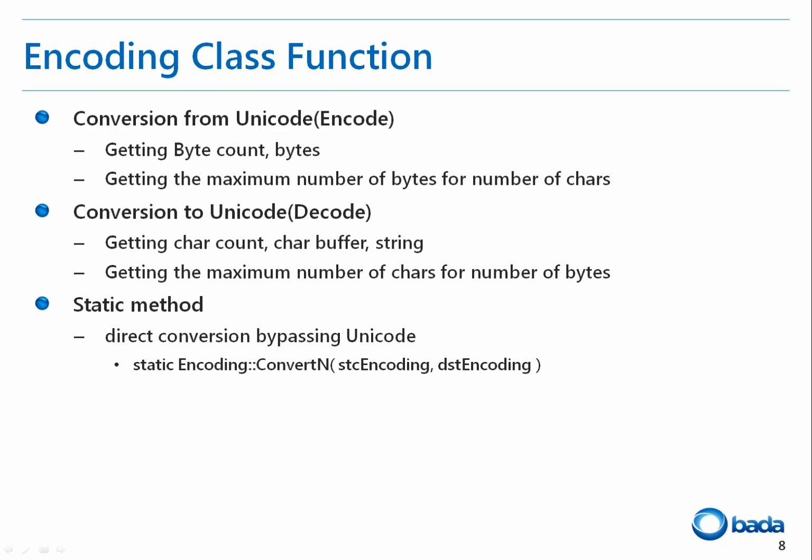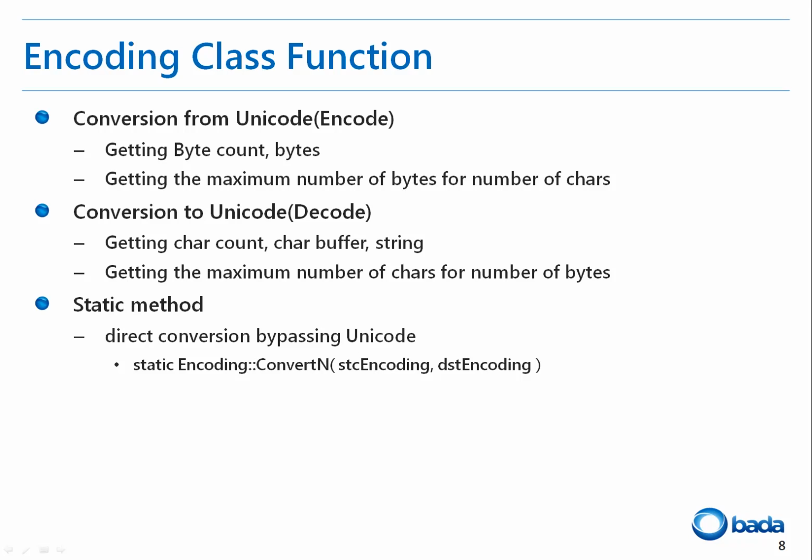Now, let's see how we can create an encoded character string from a Unicode string. The encoding class provides functions to get the number of bytes the encoded string will contain and then to encode the string. You can also query how many bytes are required for storing an encoded string, based on the number of Unicode characters in the string.